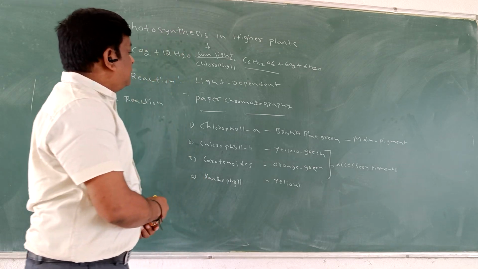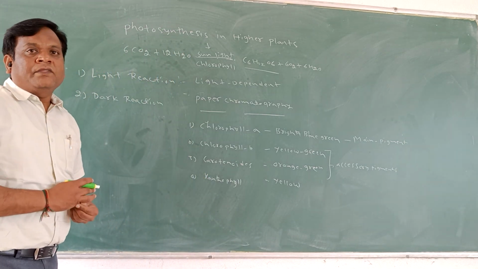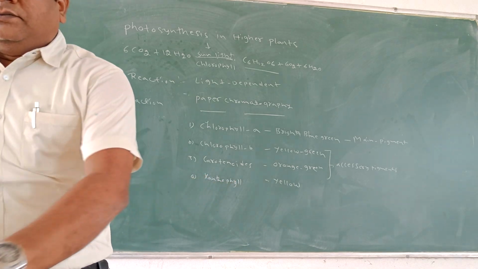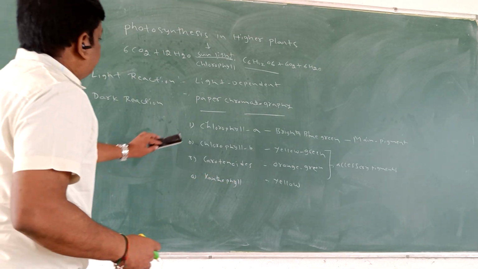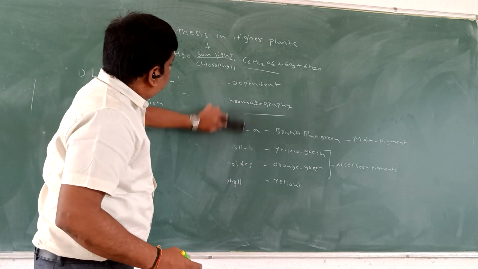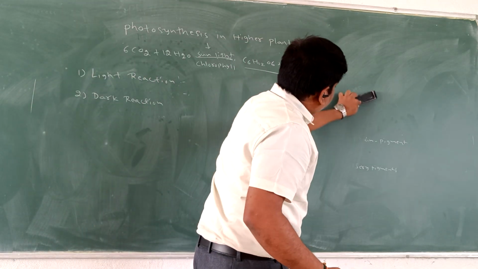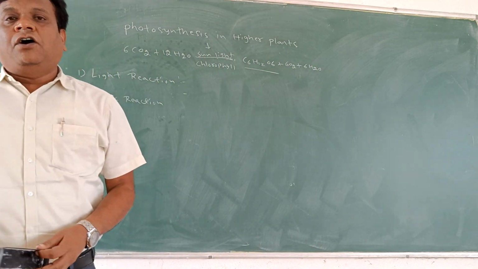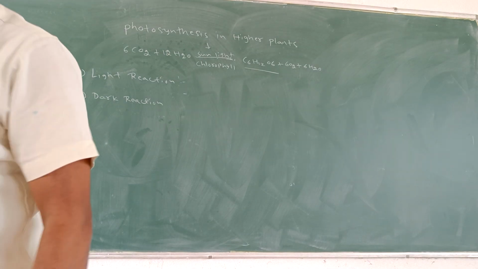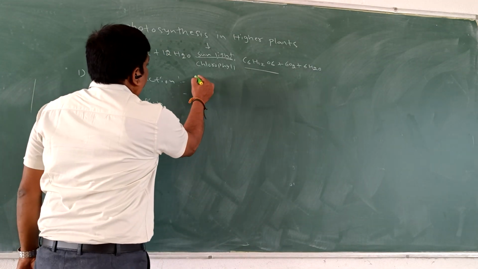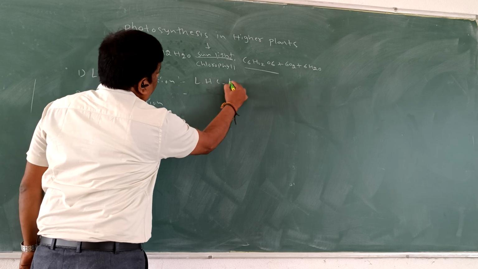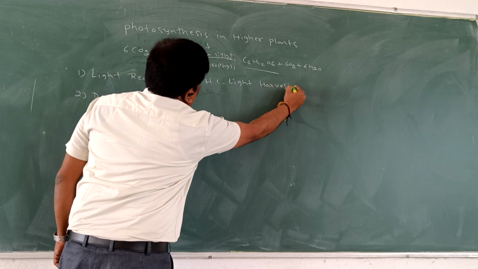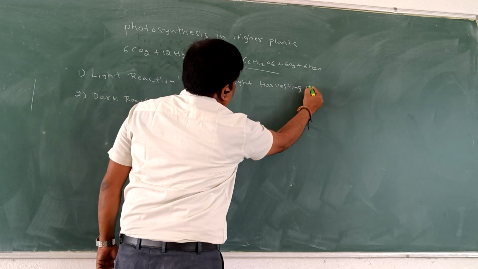Right, next we are discussing the light harvesting complex. Here we see how the light harvesting complex forms. The light harvesting complex means a group of pigments that form the complex, and we also call it the antenna, or LHC.